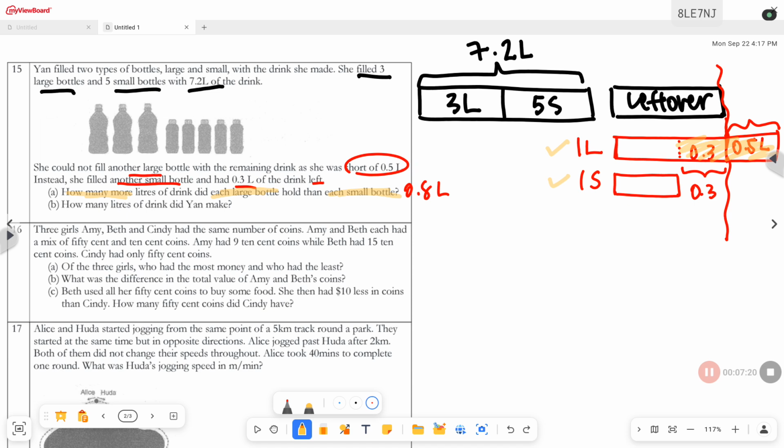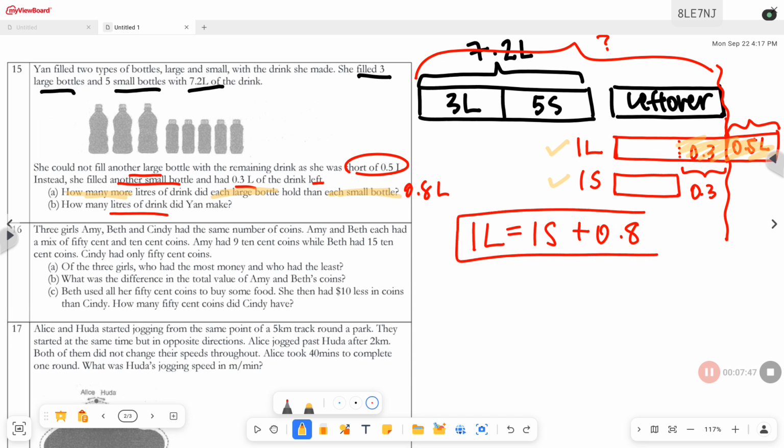So B, please listen very carefully. They ask how many liters of drink did Yen make. So in order to know how many liters, you need to find out everything, which means all of this plus the leftover. But unfortunately, I do not know the leftover. But I can use the clue from here because I know that 1 large is 1 small plus 0.8, because the difference between 1 large and 1 small is 0.8.